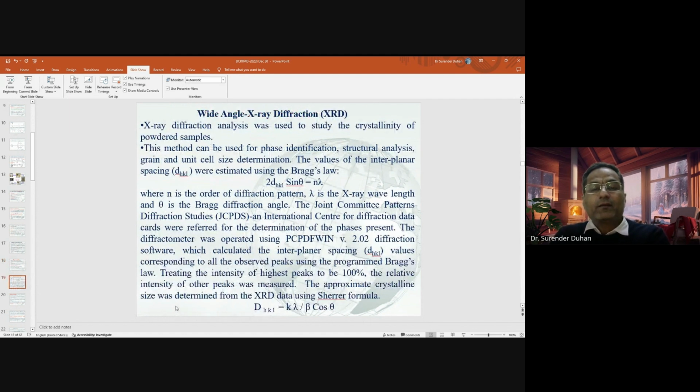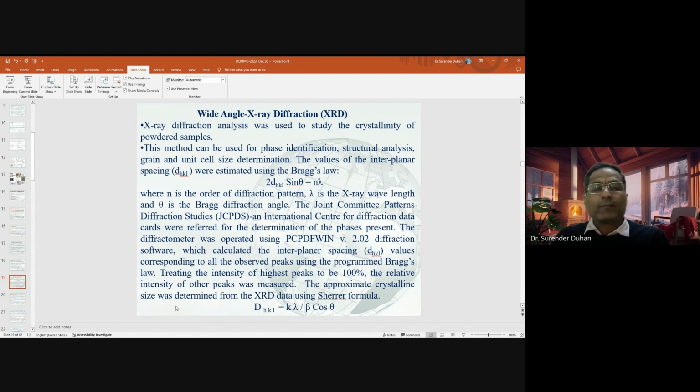Wide angle XRD: I already explained there are two types of X-ray diffraction techniques, small angle and wide angle. In the case of wide angle XRD, X-ray diffraction techniques are used to determine the crystallinity of pure materials. Wide angle X-ray diffraction analysis was used to study the crystallinity of the powder sample. This method can be used for phase identification, structure analysis, and grain and unit size determination.